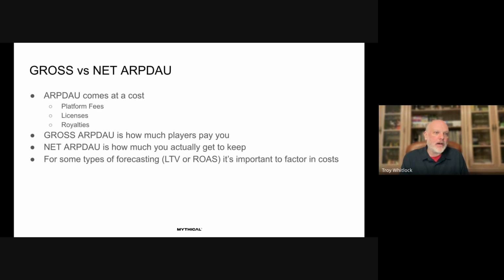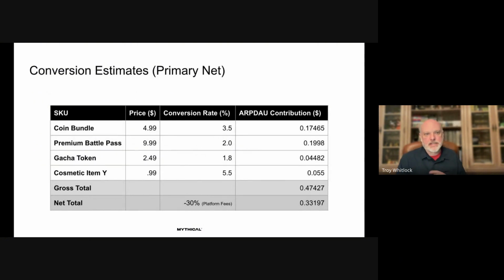Maybe in vanity metrics, if you're looking to wow investors, you may rather use your gross ARPDAU. But from a forecasting perspective, we almost always use net. So here's that same chart with net. So we've got a 30% platform fee. So of that 47 cents for my conversion estimates, I'm only going to keep this 33 cents.